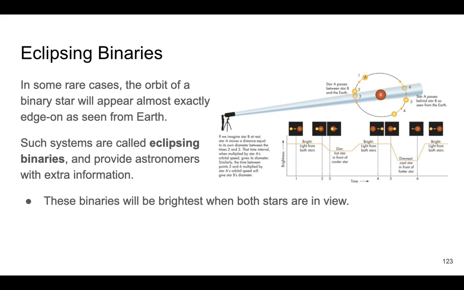So in some very rare cases, you'll have binary stars going around each other, and their orbits will just exactly line up so that we're looking at them kind of edge on. When that happens, we're going to actually see one star pass in front of the other, and these are called eclipsing binaries because at different times in their orbit, one star will appear to eclipse the other. So these are kind of extra useful. They're rare, but when these happen, we can actually get a little bit of extra information out of them.